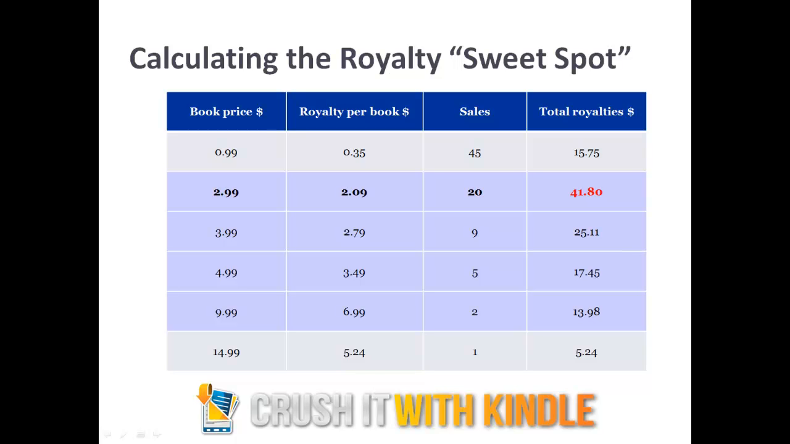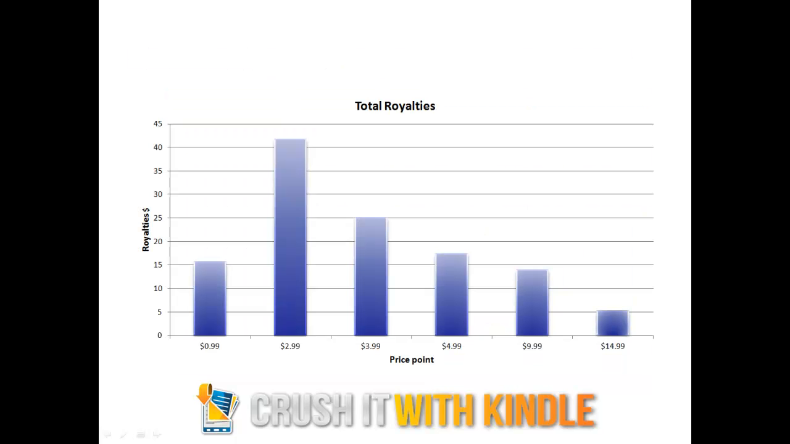And that's reflected here in our example, where at $14.99 the book is making just one sale and only $5.24 in royalties. This chart shows the same results as a bar graph, and it just reinforces the fact that in this example the $2.99 price point is head and shoulders above the rest when it comes to maximizing your royalties. But again, I just want to stress that there are all sorts of variables at play, and so it can be different, and the only way to be sure is to test.